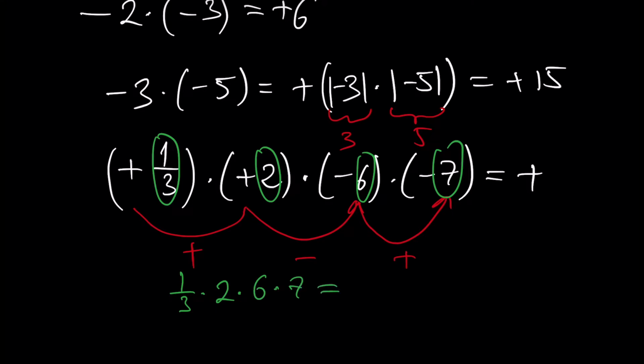What we have? We have cancellation here, 3 and 6, and we have 2 here. So this will be 2 times 2 times 7, which is 28. So answer will be plus 28.